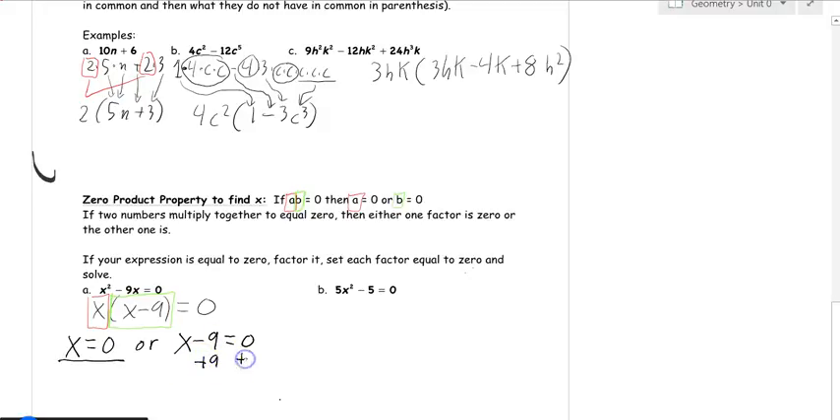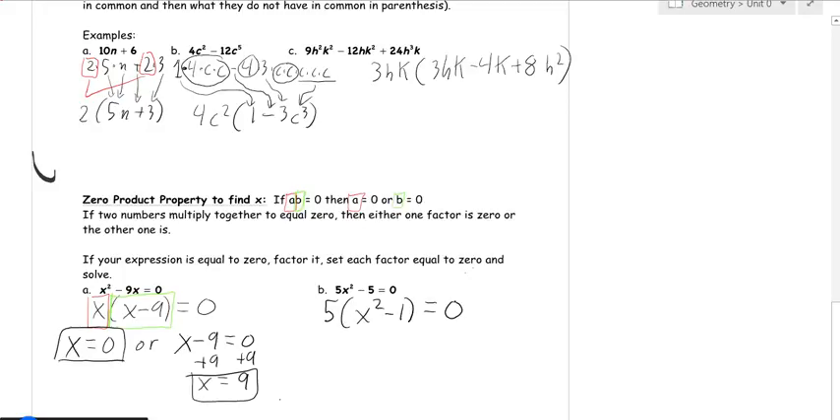This one we know we can add 9 to both sides. And there's our second solution, x equals 9. Those are the two solutions for x squared minus 9x equals 0. So in B, we factor out the common 5, and we get x squared minus 1 equals 0.